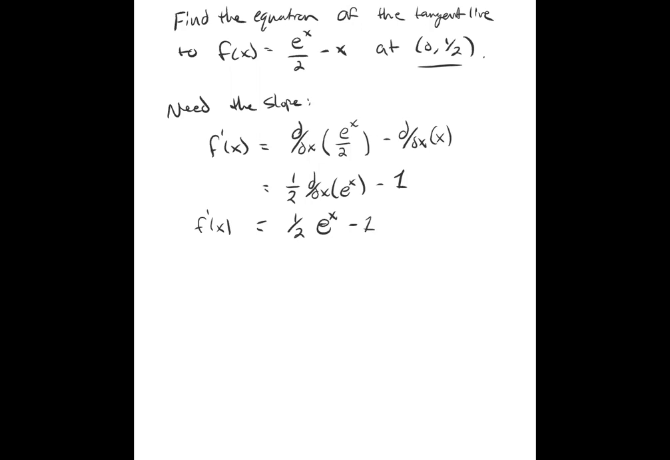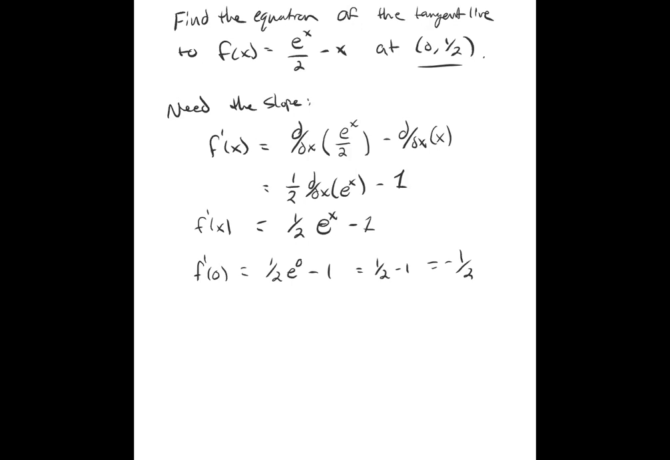Okay, so we need the slope of this line at the point x equals 0. So we can go ahead and evaluate that now. F prime of 0 is 1/2 e to the 0 minus 1. Anything to the 0th power is 1. So that's 1/2 minus 1, which is minus 1/2.